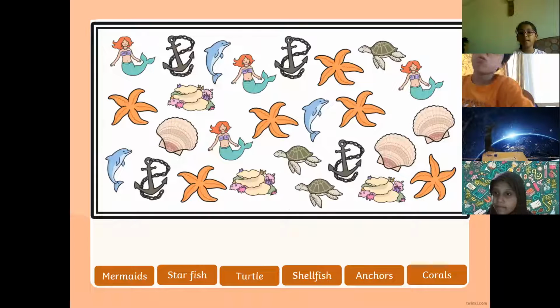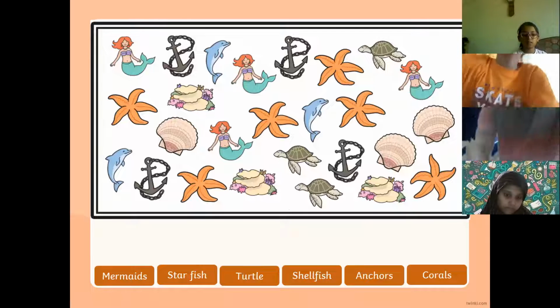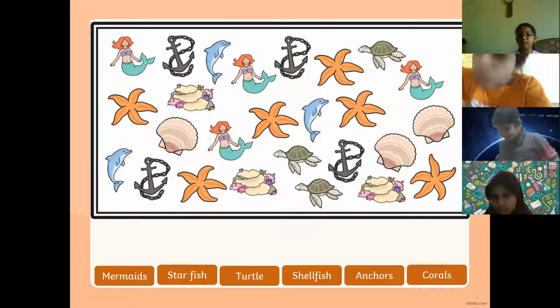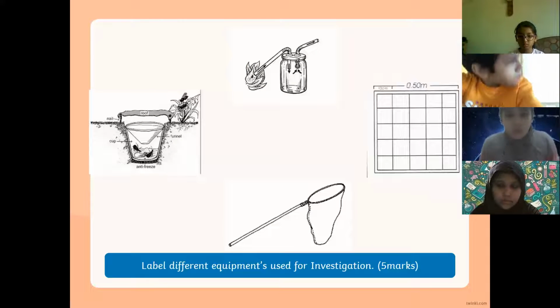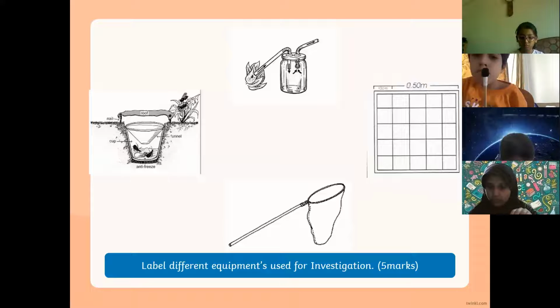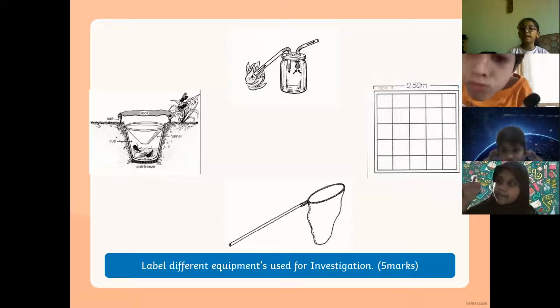The third one is, yes, Manha. You have to just write the 4 names of the equipments. That's it. Starting with over here, the jar one.